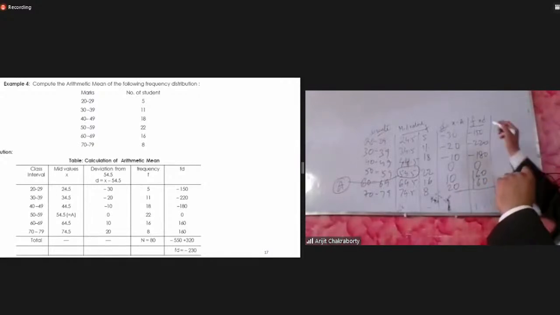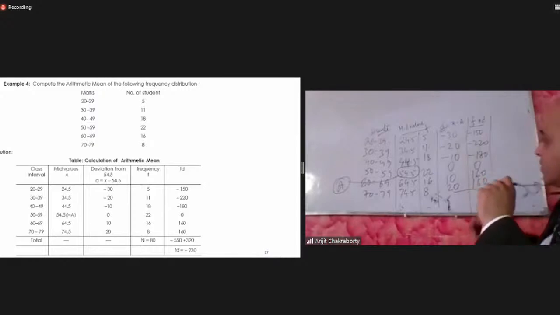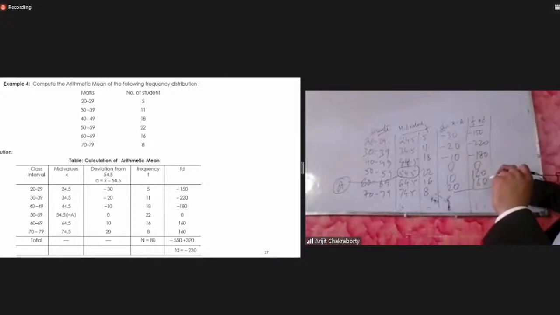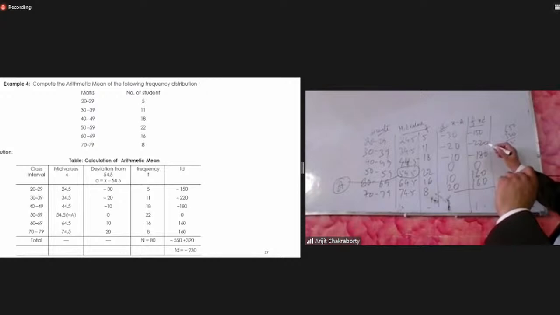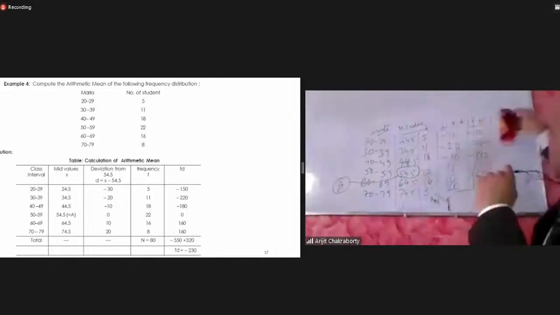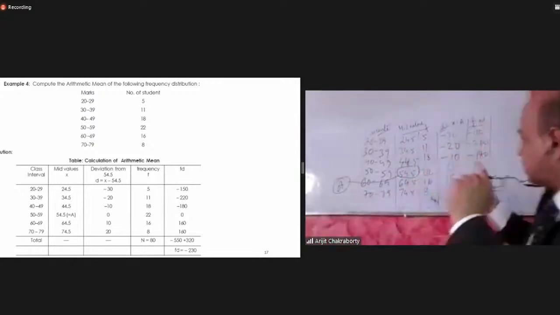We have to find sigma FD. If you add it up, we have 320 positive. On the negative side, 150, 220, 180, and adding them gives 550. So 320 minus 550, I'm getting minus 230. So we are getting sigma FD equal to minus 230.